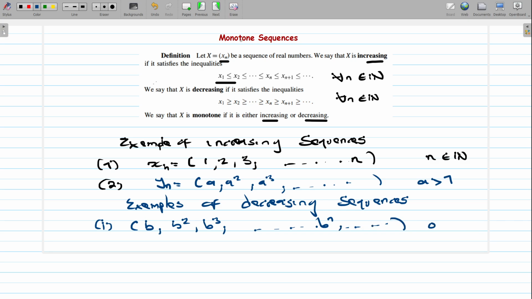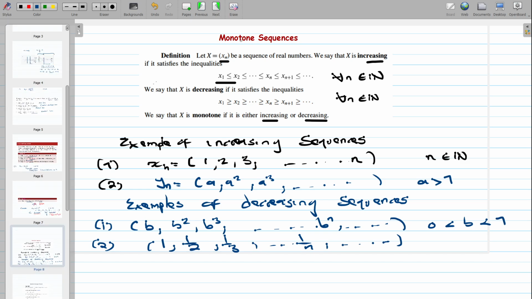And if b is strictly between 0 and 1, then this is going to be a decreasing sequence. So you have to be very careful here. Another example of a decreasing sequence is the sequence where maybe here we have 1, and then 1 divided by 2, and then 1 divided by 3, and then 1 divided by n here, and then we keep on going like so. This is another example of a decreasing sequence.